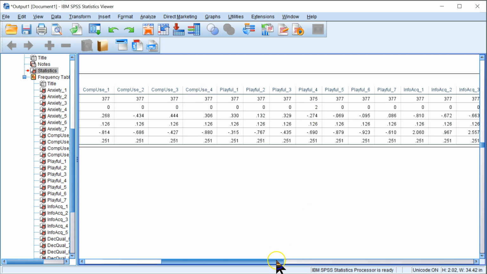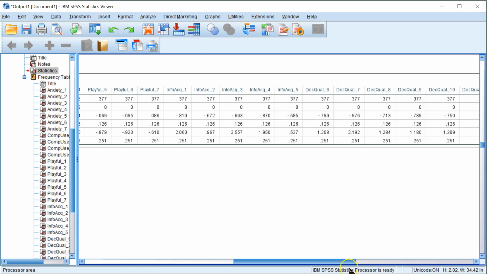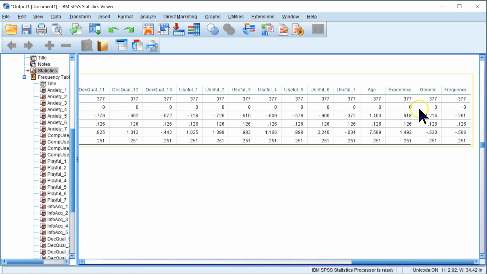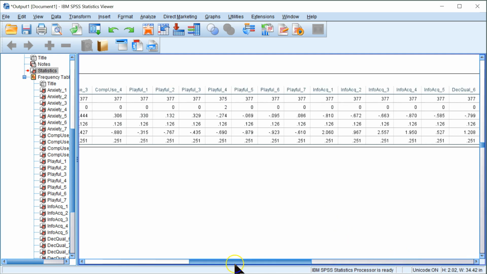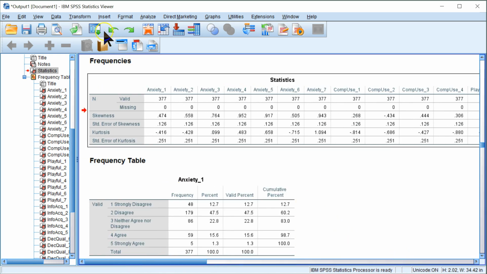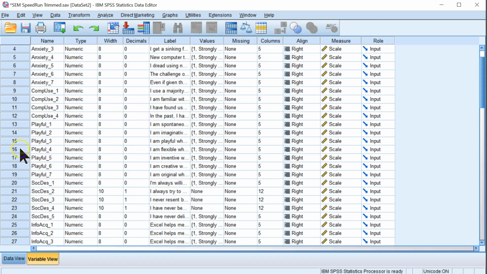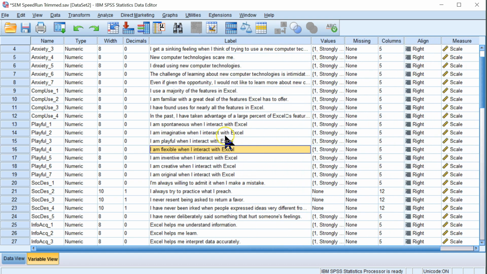And let's keep going. Nothing else missing. Hey, nothing else missing. That's fabulous. Excellent. So just playful 4. Well, with those missing, we could just do this. Since playful 4 is part of playful, it's a latent reflective construct, is what I'm trying to say. And here's playful 4. We go look at the wording and make sure it's in the same direction. I'm flexible when I interact with Excel. I'm playful when I interact with Excel. I'm inventive. So these are all in the same direction.